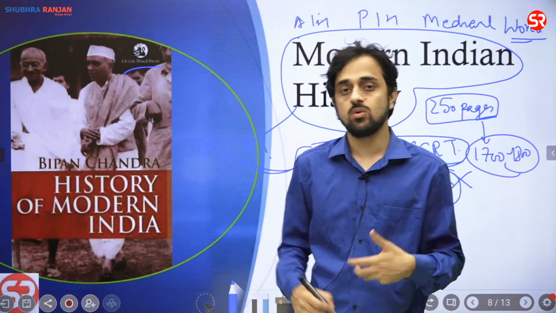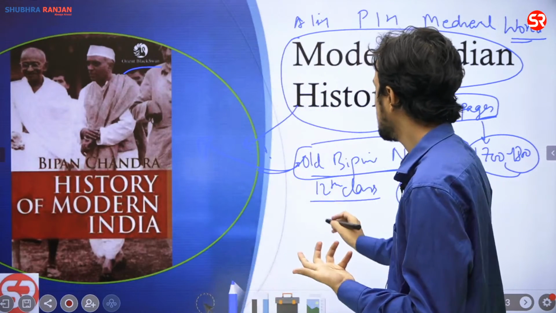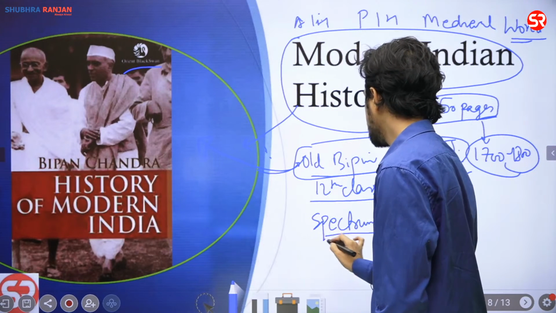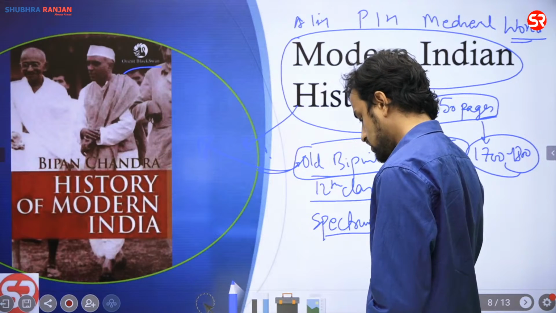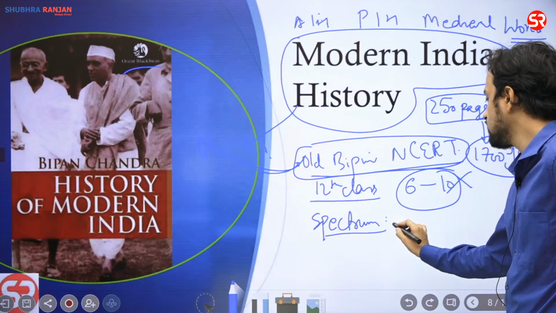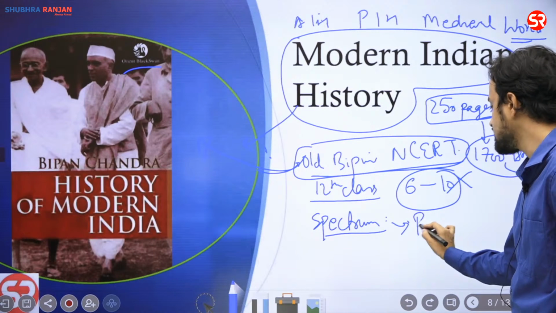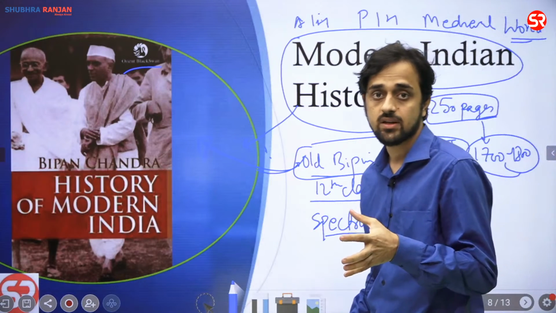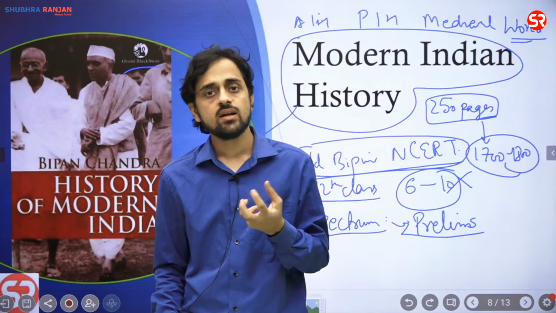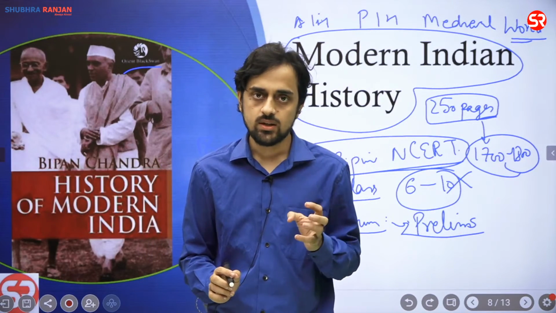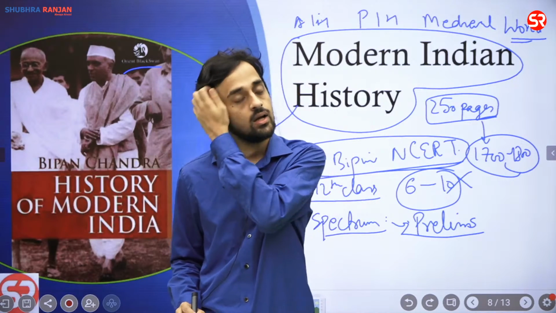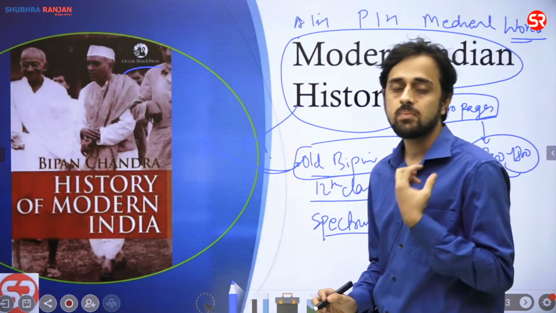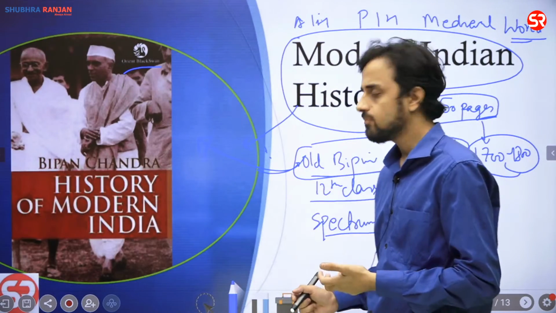A lot of you keep asking, sir, what about Spectrum? Spectrum is so important, we have heard. Please understand that Spectrum's utility in your history section is only from the perspective of your prelims examination. Spectrum will only help in your prelims examination and not in the mains examination. And the mains examination is about answer writing, conceptualizing, and that requires a more thorough understanding. So the book to refer is Bipin Chandra, Modern Indian History.